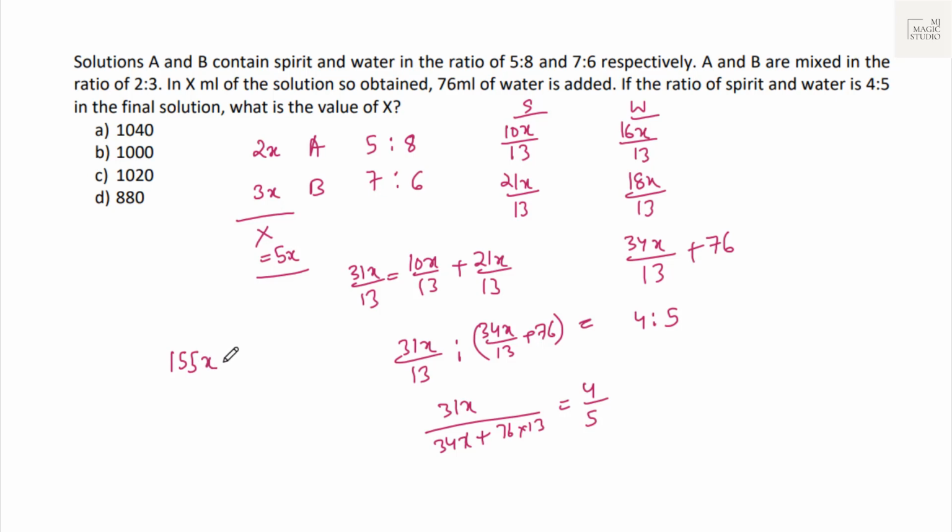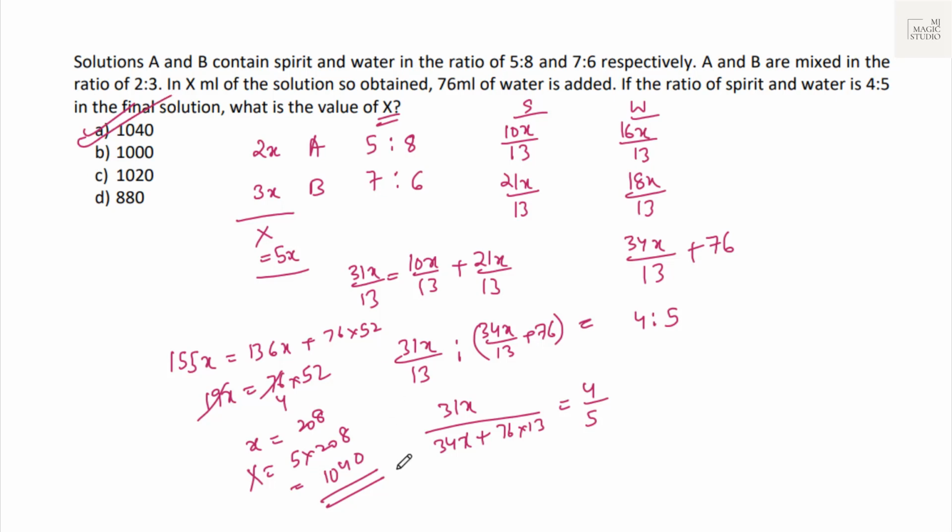So 155x equals 4, 4, 16, 112, 13x plus 76 into 13 into 4 is 52. So 14 and 5, 19. Yes, 19x equals 76 into 52. 1938 and 76, this goes 4 times. So small x is 4 into 52, that is 208. Capital X is 5x. So capital X is 5 into 208. That is 1040. Option A is the pick.